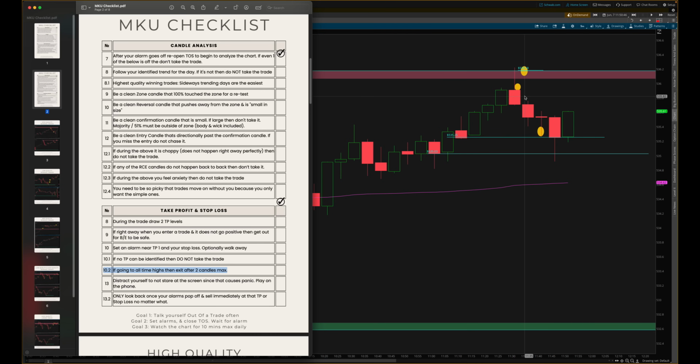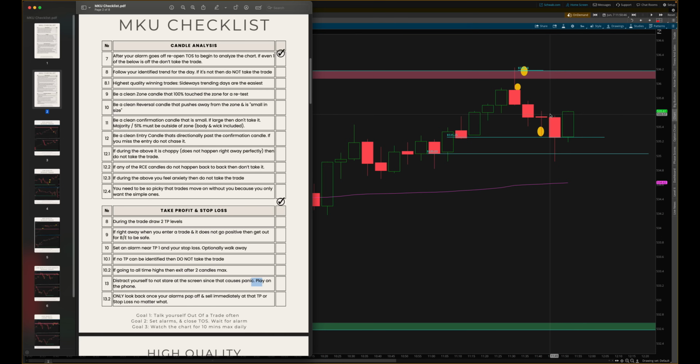10.2, pretend like it's not there. Depends on where you are in your trading journey. Now 13. I don't even know how I went from 10.2 to 13. That doesn't even make any sense. I don't know what I was thinking here. Whatever. Distract yourself to not stare at the screen since that causes panic. Play on your phone as mentioned, as it's going to your take profit.